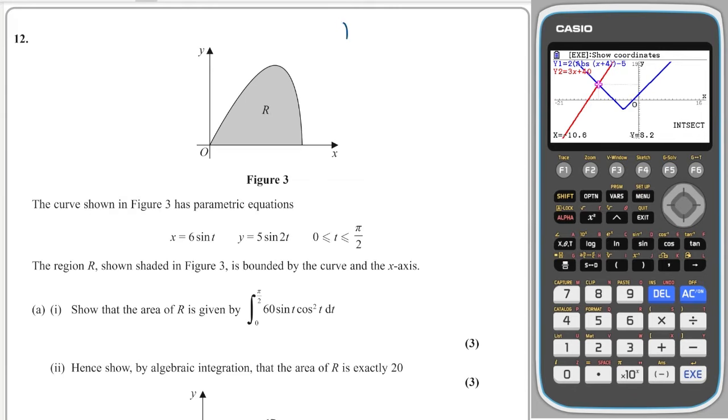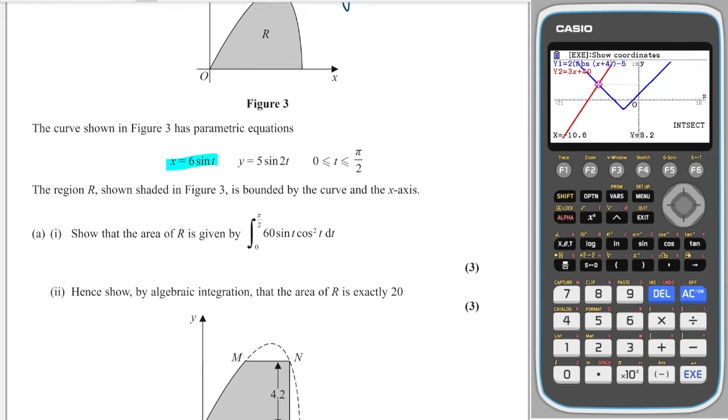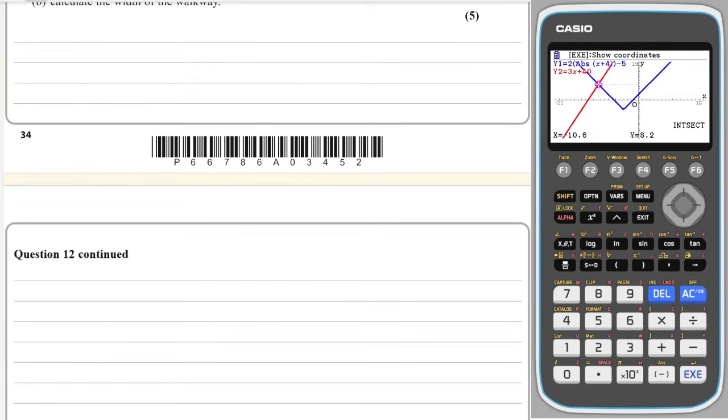Parametric integration, we need to know the formula, which is you integrate y multiplied by dx by dt, dt. Okay, so it's asking me to show that the area is this integral given the two parametric equations. So I'm going to start off by differentiating this, because that will give me dx by dt, which will be helpful. So let's do that. So I had that x was equal to 6 sine t, I believe. Yes, so dx by dt is going to equal 6 cos t.